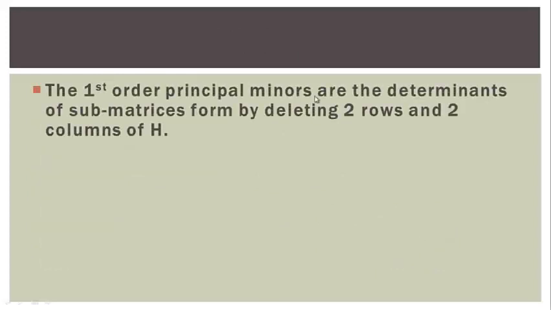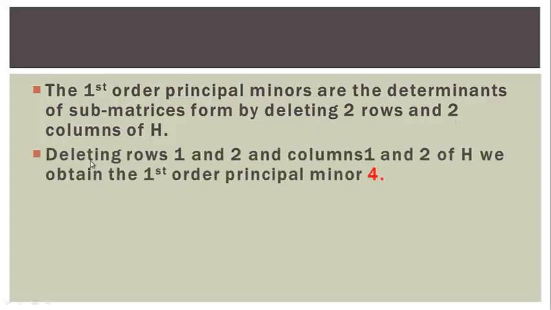Now the first order principal minors of our Hessian matrix H are the determinants of the submatrices formed by deleting any 2 rows and the corresponding 2 columns of H. That will give us, deleting the first and the second row, the first and the second column of H, the first order principal minor to be 4.